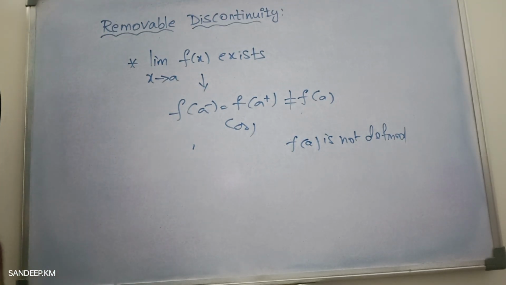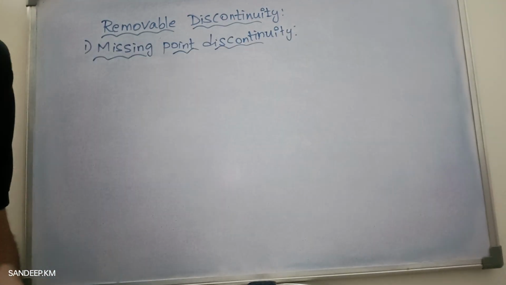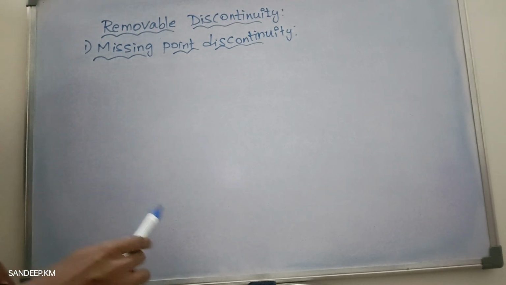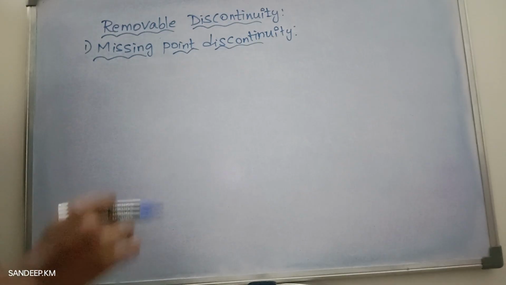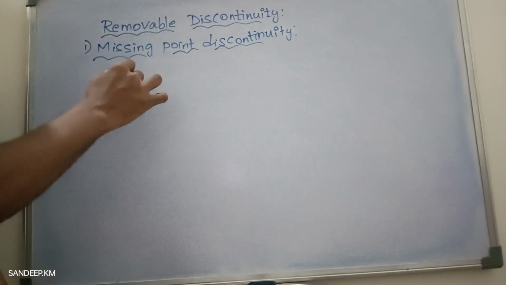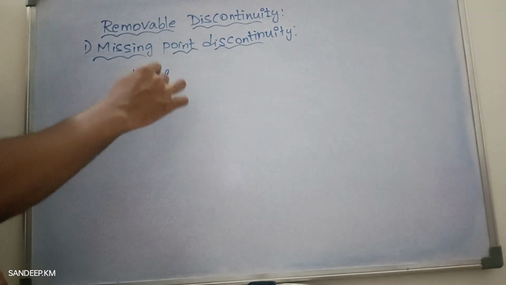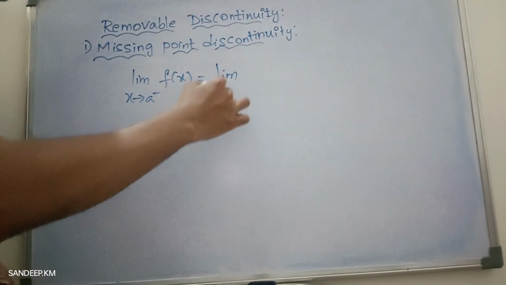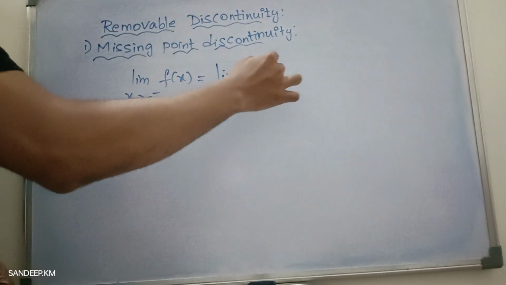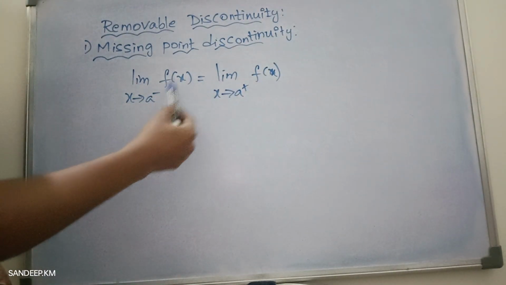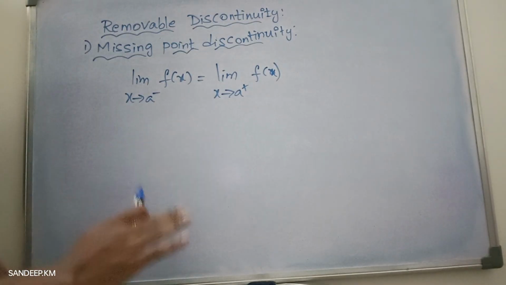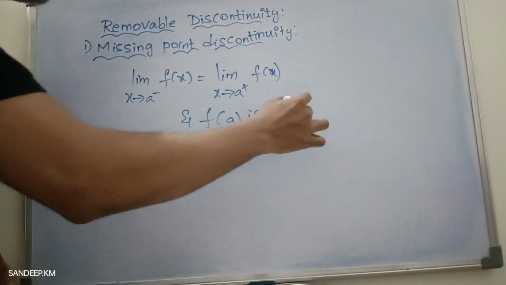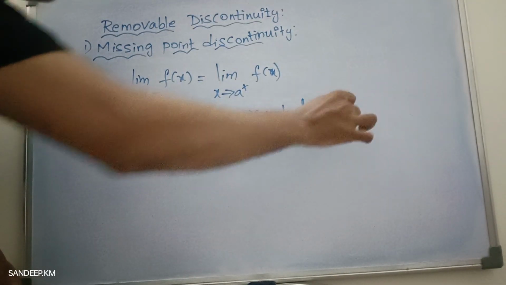The first one is missing point discontinuity. See, the first one in removable discontinuity is missing point discontinuity. What does missing point discontinuity mean? Here the left hand limit, limit x approaches a minus f of x, will be equal to limit x approaches a plus f of x. So the left hand limit will be equal to the right hand limit, so the limit exists, but f of a is not defined.